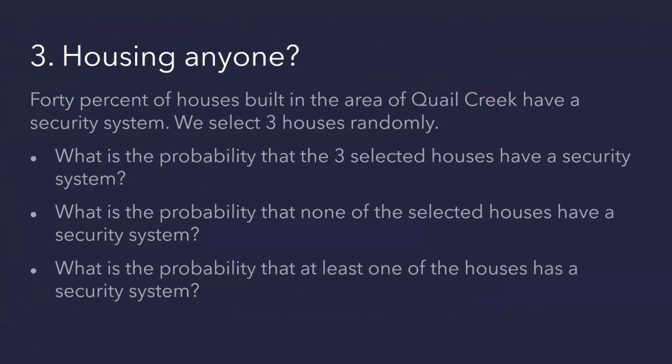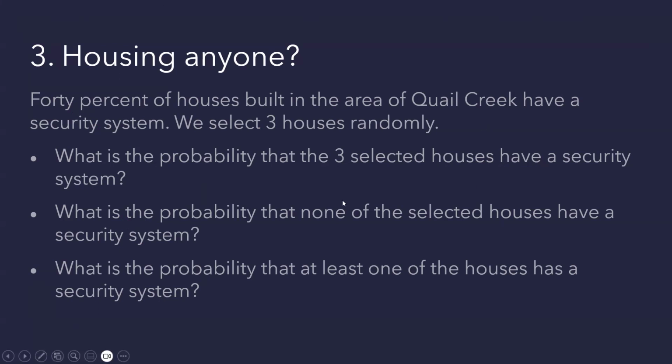The next question: 40% of the houses built in an area of Quail Creek have a security system. We select 3 houses randomly. Out of all the houses, we select 3 at random, because we already know that 40% of the houses have one. What is the probability that all 3 of the houses have a security system? What is the probability that none of those 3 selected have it? And what is the probability of at least one of them having it?